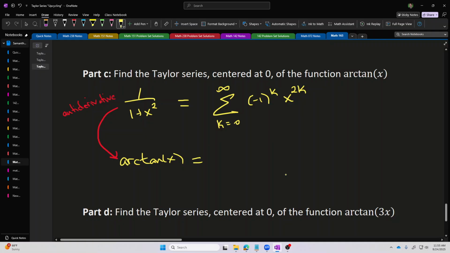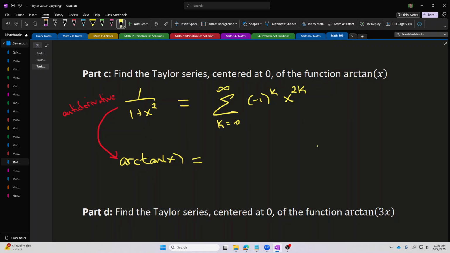Fortunately, because of things like the sum rule, the constant multiple rule, and the power rule, finding the antiderivative of this series on the right side is actually not that bad, because really you can just take the antiderivative of each of these terms separately using the power rule, because each of these terms is a power function, x to some power.